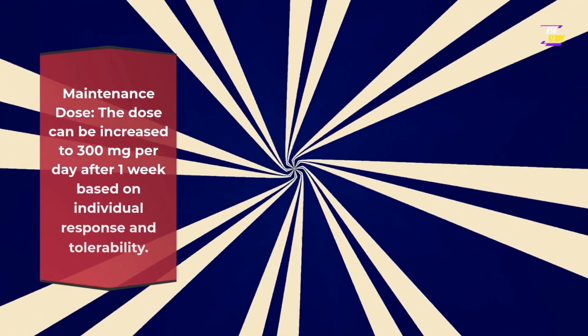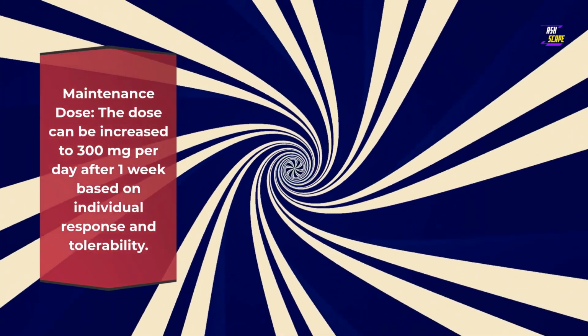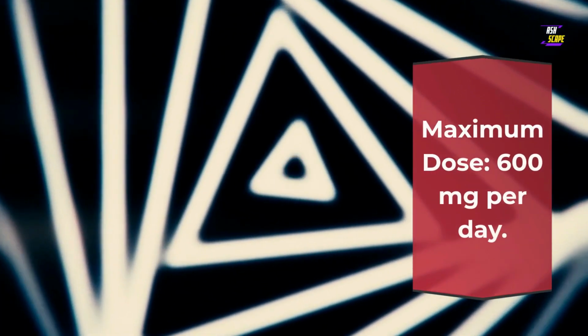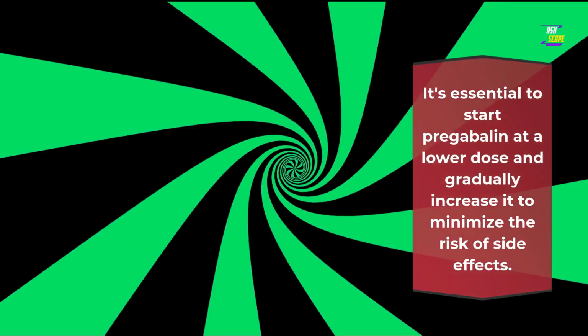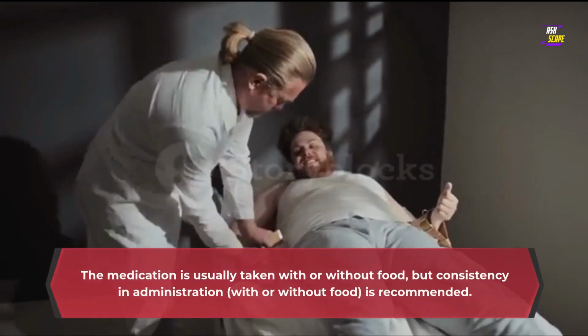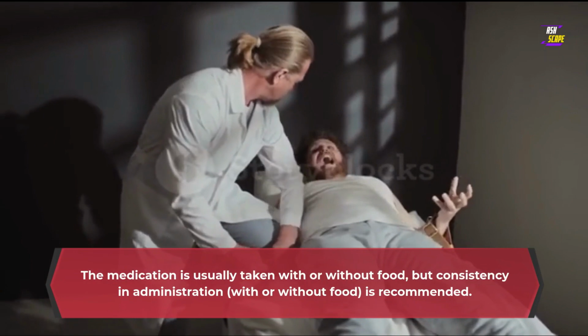Maintenance dose, the dose can be increased to 300 mg per day after 1 week based on individual response and tolerability. Maximum dose, 600 mg per day. It's essential to start pregabalin at a lower dose and gradually increase it to minimize the risk of side effects. The medication is usually taken with or without food, but consistency in administration, with or without food, is recommended.